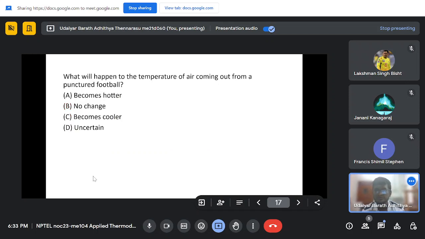Moving on, what will happen to the temperature of air coming out of a punctured ball? A football is filled with air and there's a puncture. What will happen to the air which is coming out of this hole? A, it will become hotter. B, no change. C, becomes cooler. D, uncertain.